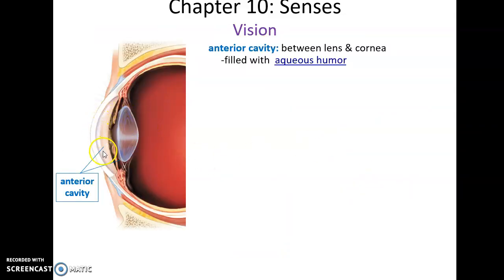All right, there is a space between the cornea and the iris and the lens, and that space is referred to as the anterior cavity, and it is filled with a fluid called the aqueous humor.